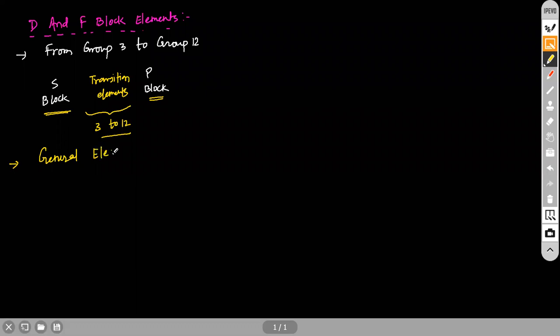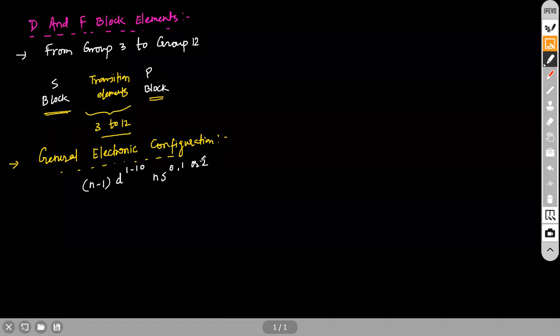General electronic configuration. We have different elements, different series also. The first thing here you see, the general electronic configuration for D block elements is (n-1)d 1 to 10, ns 0, 1 or 2. This is the general electronic configuration we have.